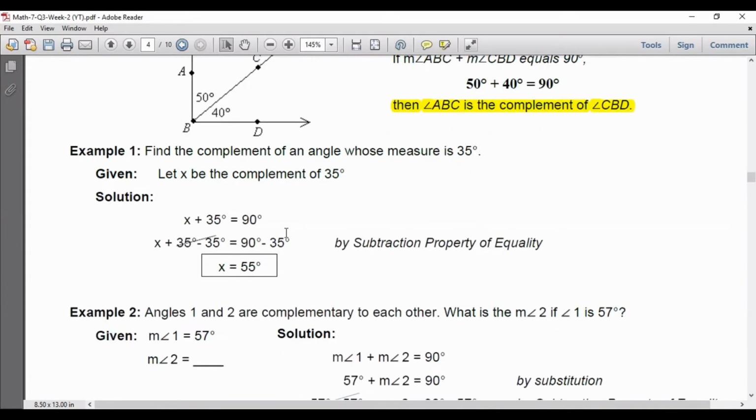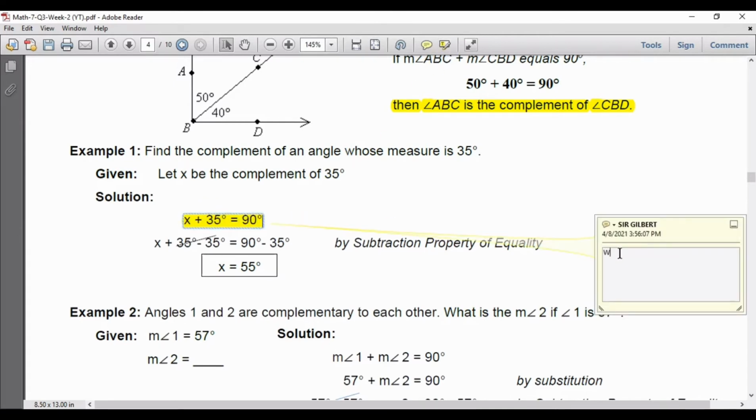This time, let's have a word problem. Find the complement of an angle whose measure is 35 degrees. Let's use a variable to represent the complement of 35 degrees. Let x be the complement of 35 degrees. So, x plus 35 equals 90 will be our working equation.